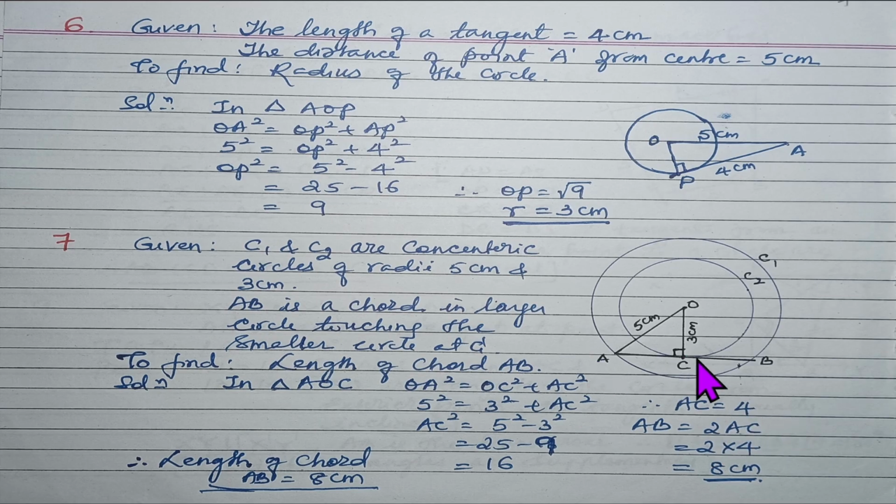Okay, so if AC is 4 centimeters, because we know that C is the midpoint of the chord AB and a perpendicular drawn from the center to a chord bisects the chord, therefore AC is equal to BC, or AB is 2 times AC, and therefore if AC is 4, then AB will be 8 centimeters. So the length of the chord is 8 centimeters.